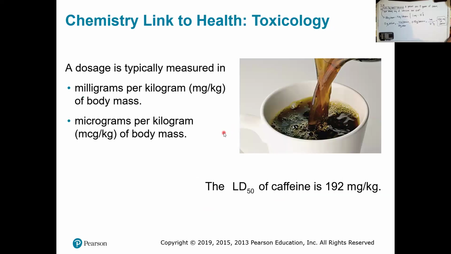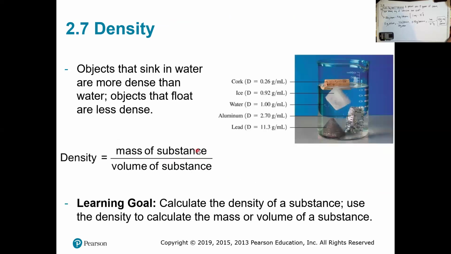Just as an example, if you're looking at something like caffeine, the LD50 is 192 milligrams for every kilogram of body mass. And then you can look in your textbook if you want to see some particular examples of LD50 values. You don't have to know individual numbers, but you do have to know what the LD50 means and what it's used for. Okay. So let's look at density.